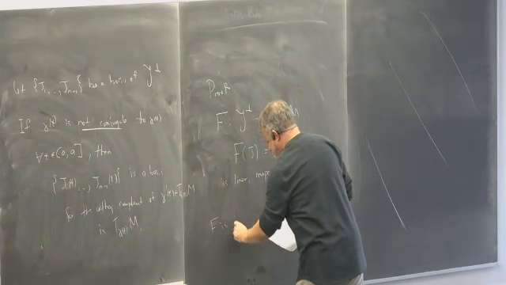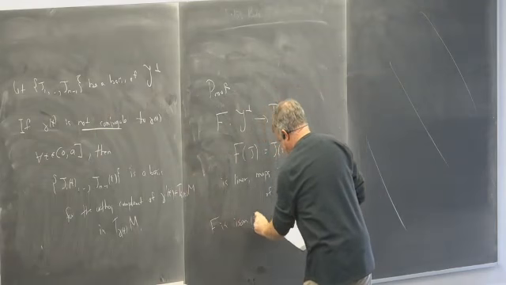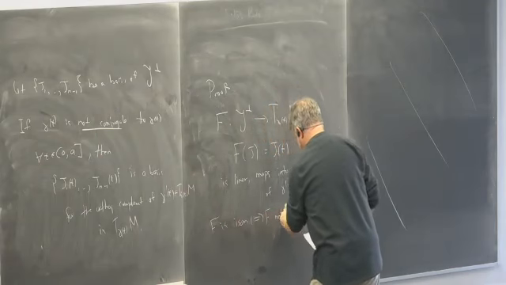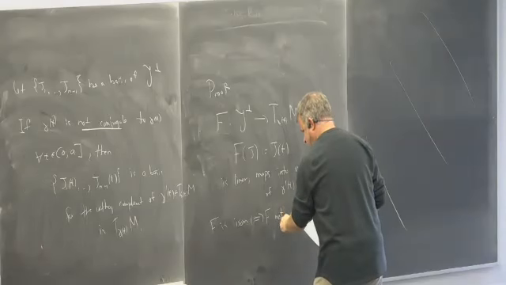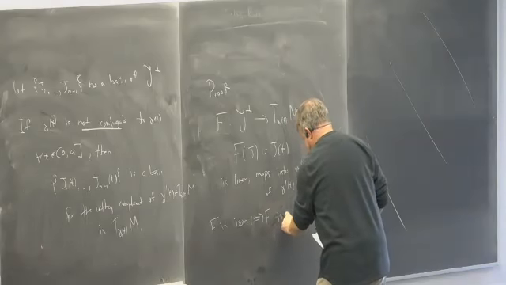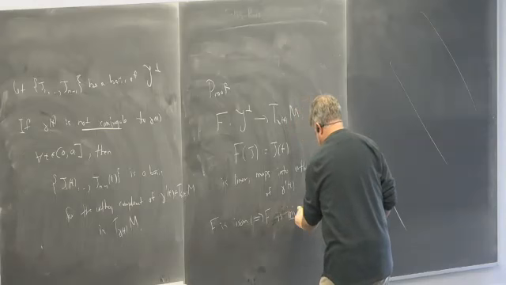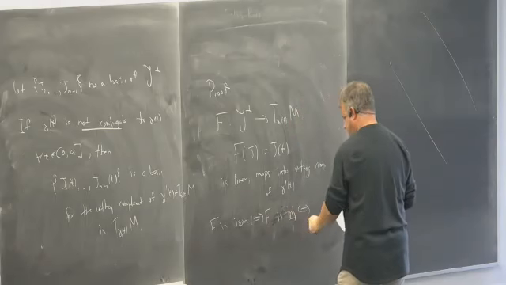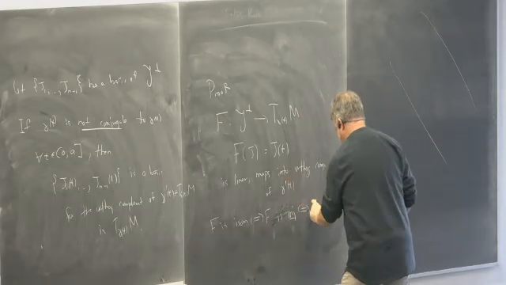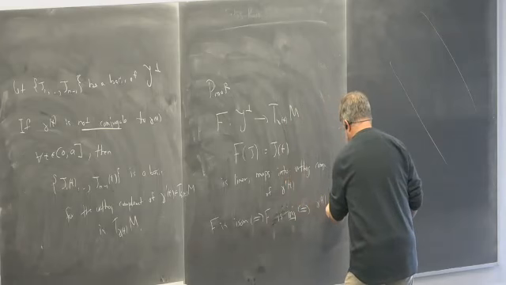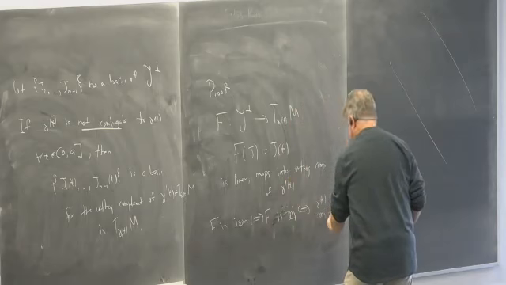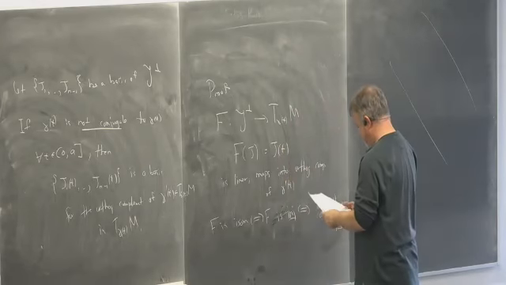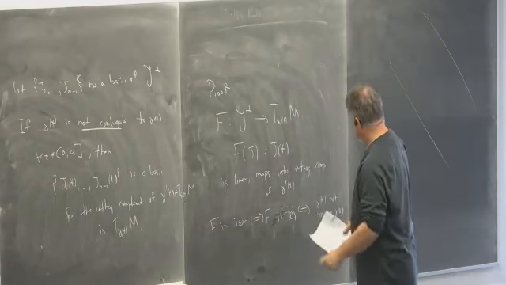f is an isomorphism if and only if f is injective, because the dimensions are the same, and that's if and only if gamma of t is not conjugate to gamma of 0. The same argument as before. Okay.